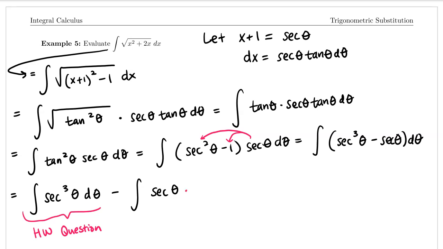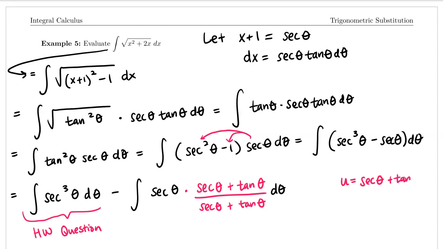And the classic way that you do this is, as it stands, I can't really do much. So I'm going to multiply this by a fancy looking 1. And the fancy looking 1 is secant of theta plus tangent of theta over secant of theta plus tangent of theta. And then I still need my d theta here at the end. And the reason that we're multiplying by this fancy looking 1 is now this is going to allow us to do u substitution. So I'm going to let u equal secant of theta plus tangent of theta.